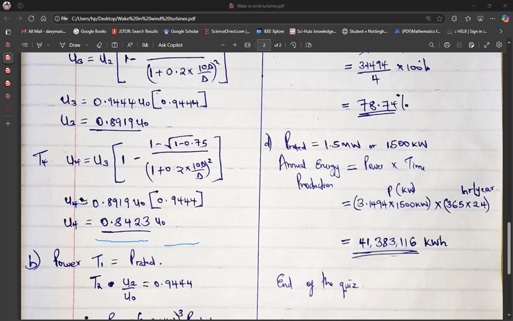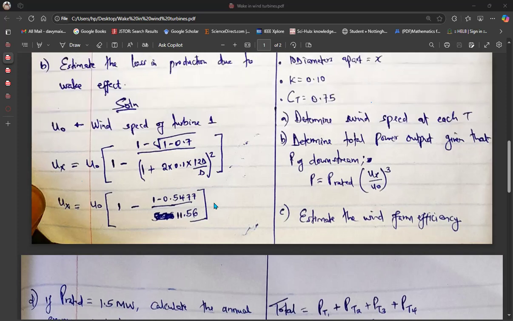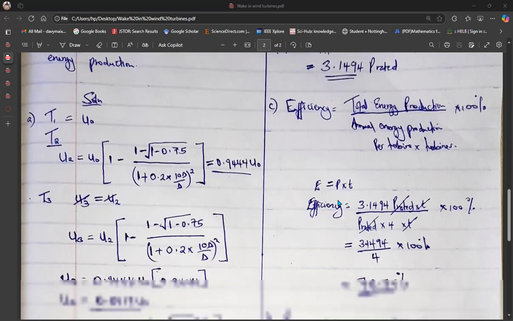And now we can go to the second part of the question, which is to determine the total power output, given that the power of the downstream turbine is given by P equals P rated times UX over U0. So we have here UX being the speed of the downstream turbine, and U0 is the speed of the upstream turbine. So we can just proceed to B.